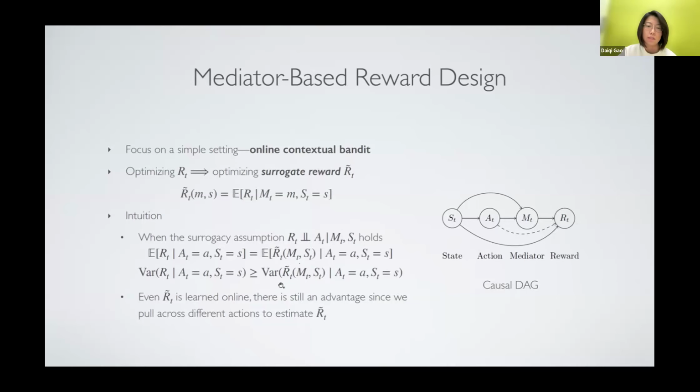And we still have this advantage even if the reward is learned online, because we can pool across different actions to estimate the surrogate reward, since the surrogate reward does not depend on the action. But in a standard contextual bandit, we need to learn the average reward of each different action. So pooling across different actions will increase the sample efficiency.